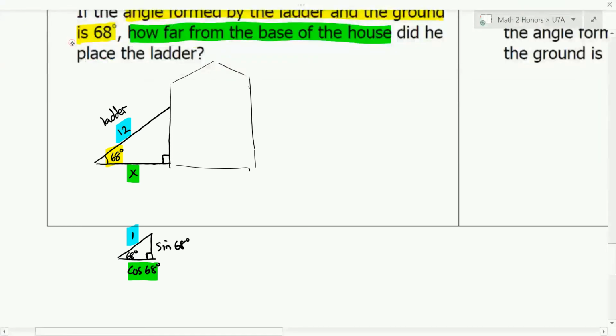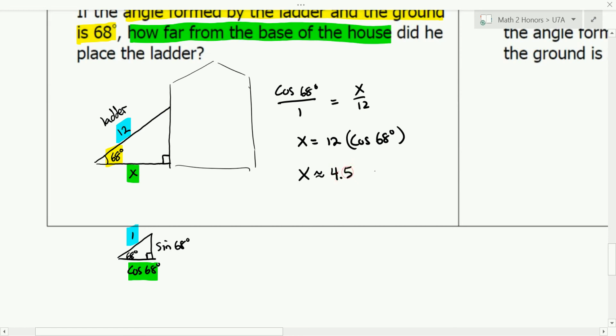So what do you think would be, what proportion are you using? Ty, yeah. That would work. And then you cross multiply and you get x is 12 times the cosine of 68 degrees, which comes out to be about what? 14? 4.5. And we know the units here. What are they? Feet.